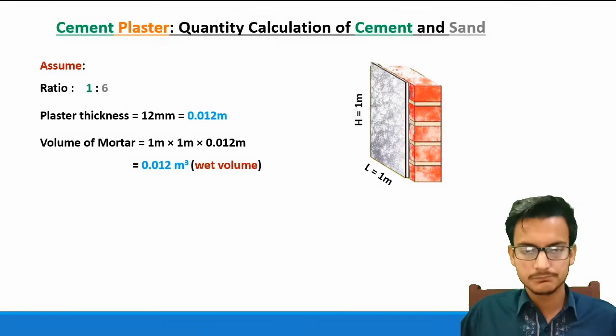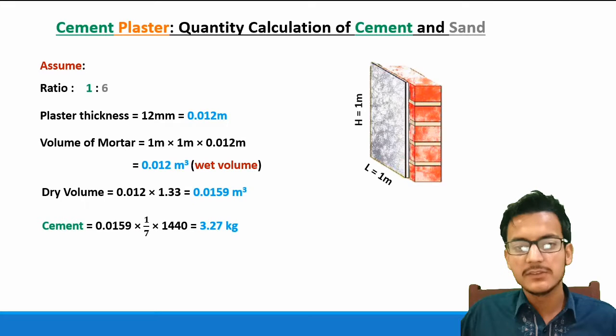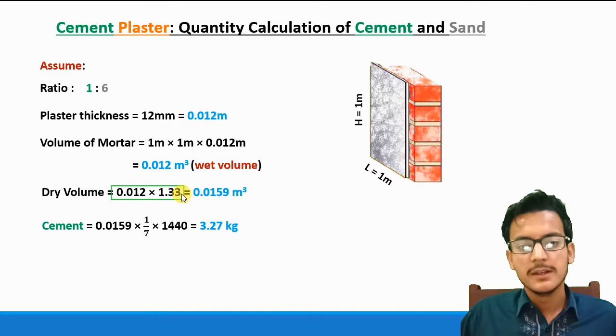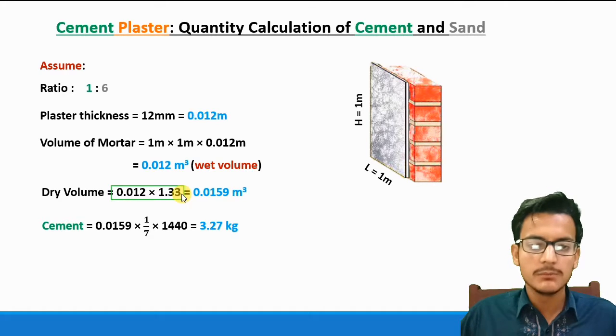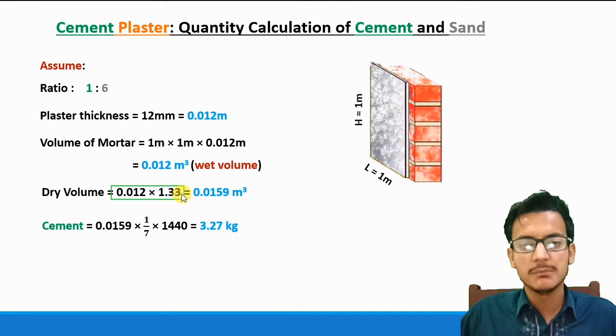So for conversion, just multiply your wet volume by 1.33. 1.33 is the constant value that you use to convert wet volume into dry volume for cement mortar only. For cement concrete you will use 1.54. So these two values are constant. After multiplying, you will get your answer in cubic meter, that is 0.0159.